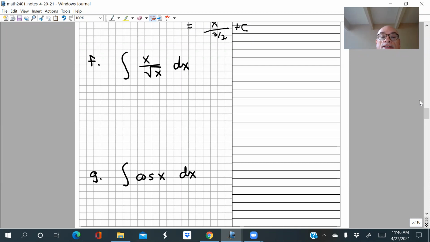So remember, what this big expression means is I'm trying to find a function. So I'm going to end up with a formula here. Your answer is not going to be a number. You're going to end up with a formula here. And that function, right, when you take the derivative of that new function, you should come up with x over square root of x.